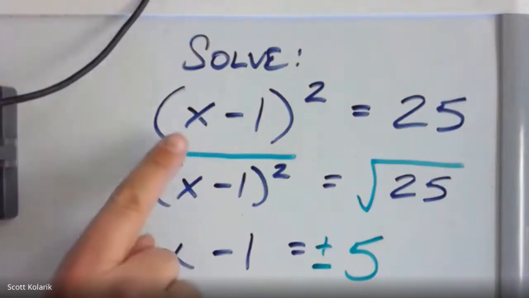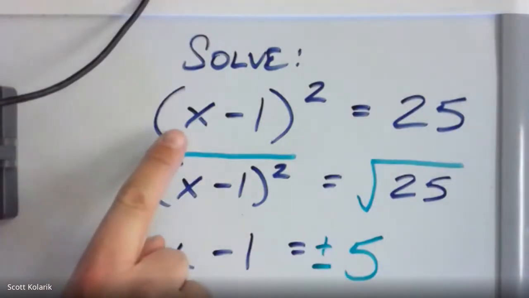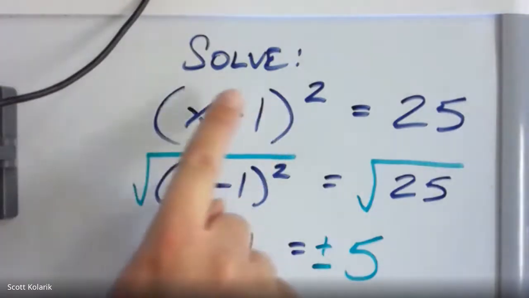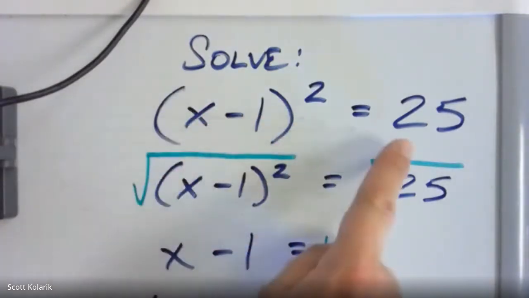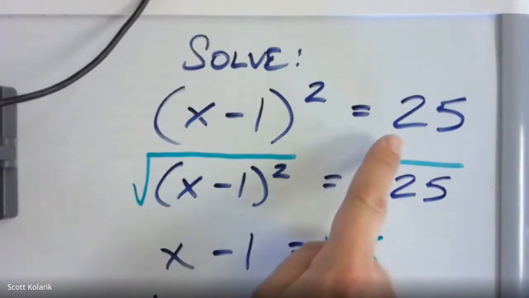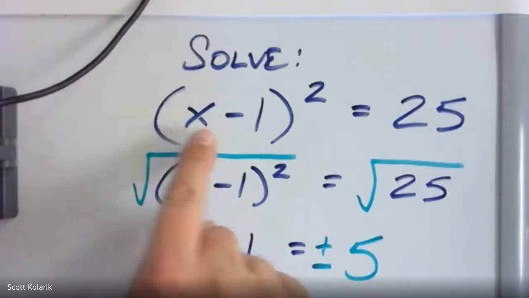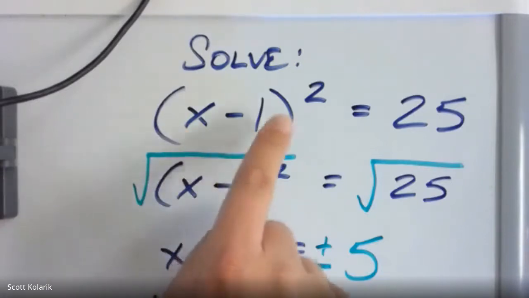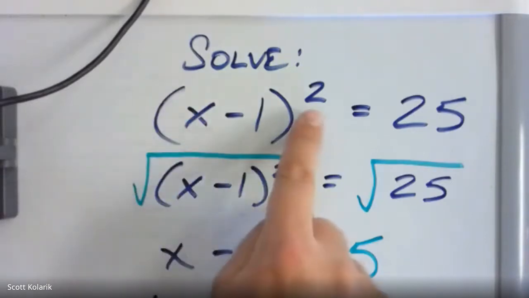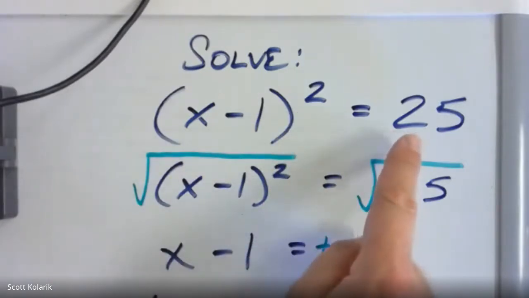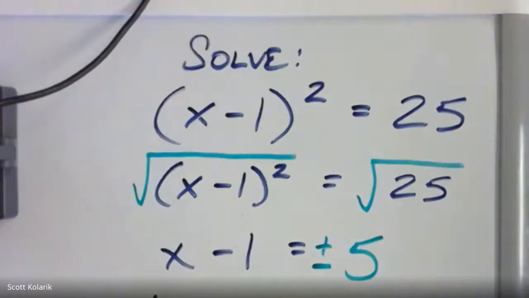So for instance, if I were to take positive 6 and replace x with positive 6, 6 minus 1 is 5. That 5 squared gives me 25. That one checks out. That's definitely a solution. Now, if I plugged in the negative 4 for x, negative 4 minus 1 gives me a negative 5. That negative 5 squared, or negative 5 times negative 5, gets me back to positive 25. Both answers check out.